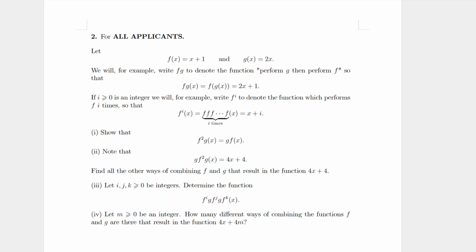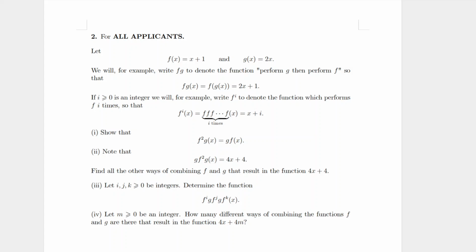Okay, now 2012, question 2. So let f(x) equals x plus 1 and g(x) equals 2x. And then it tells you the definition of composite functions, which should be conventional, I suppose. Just to make sure that we all are on the same page, question 1, part I suppose: show that f of g equals g of f.